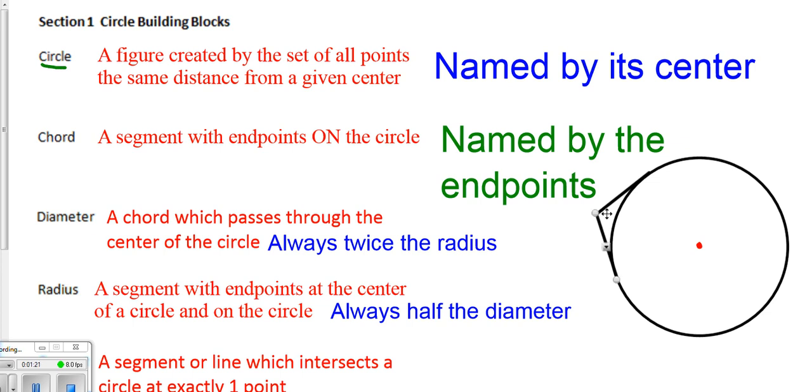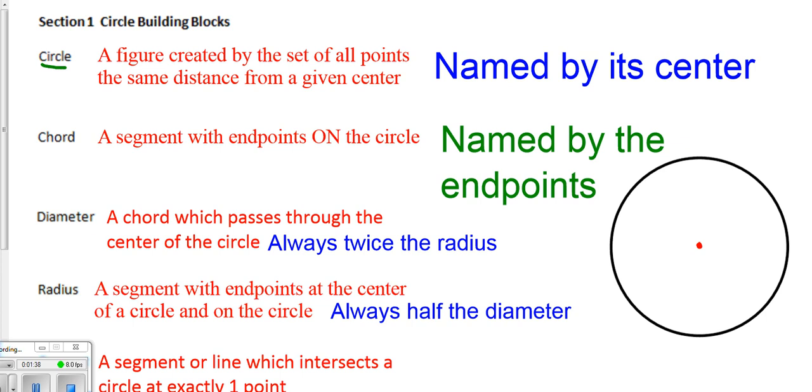So the only way to describe a circle is that it's all of the points that are the same distance from this center. If this is our exact center spot, everywhere on here, it's the same distance away from that middle point. What is a chord then?